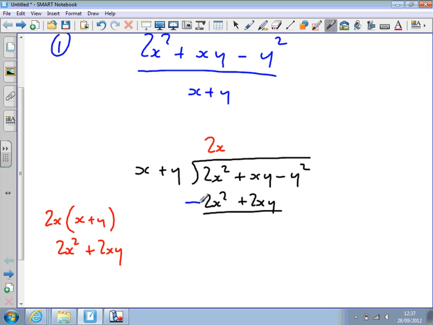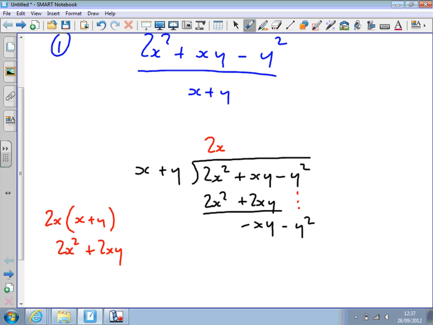2x squared minus 2x squared, that goes. And that's the whole point, that that term must disappear. If not, you've not multiplied by the correct thing in the first place, so you'll need to think again. So that should disappear. And then we have this other part, xy minus 2xy gives me minus xy. And then I bring down the next term underneath, and I get minus y squared.